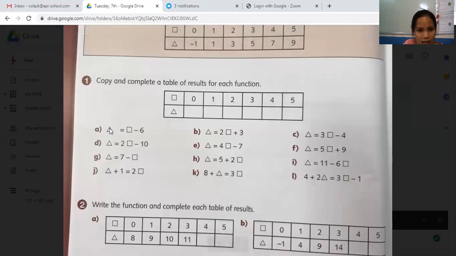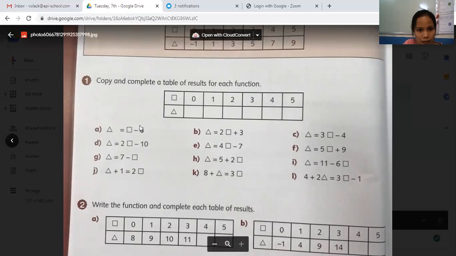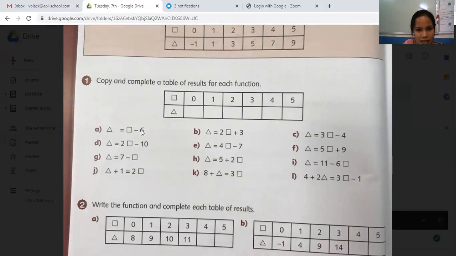So if they ask you rectangle equals square minus 6, what is the answer? If I replace with 0 here, 0 minus 6 is, negative 0? No. Okay, let me make sure. I just told you I'm not good at negative answers. 0 minus 6, I'm correct, negative 6. So here I would put negative 6.